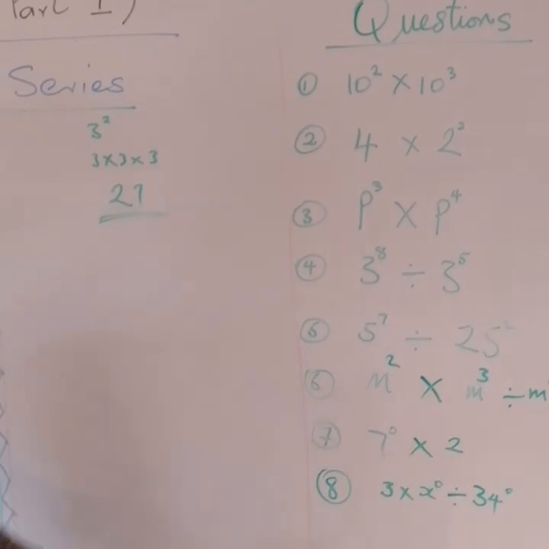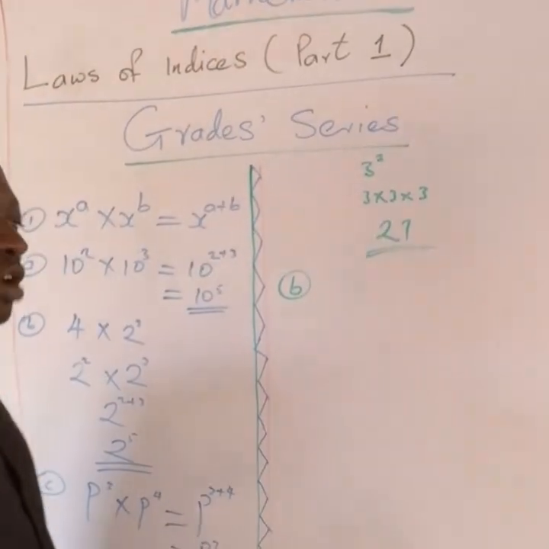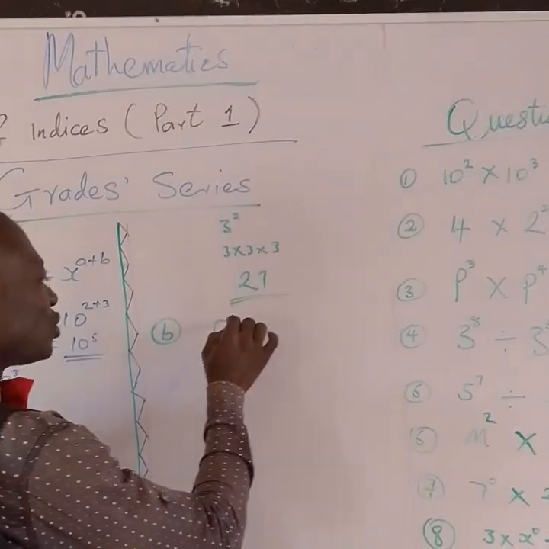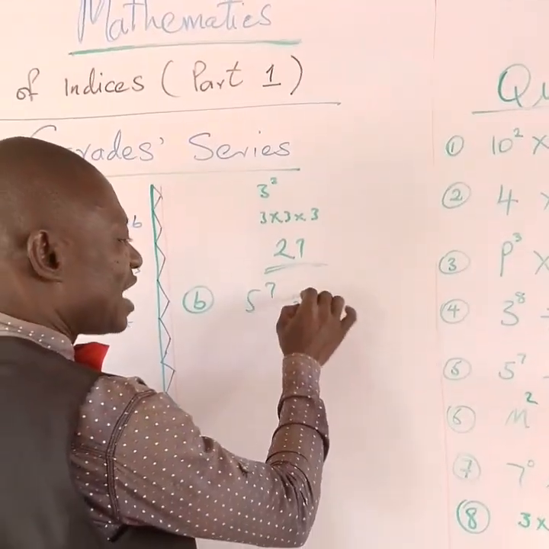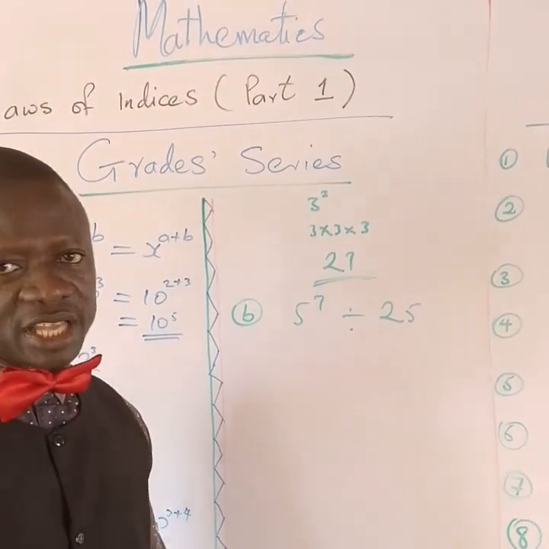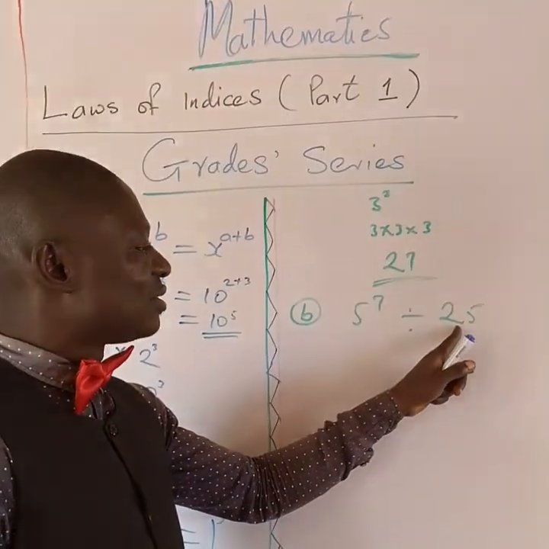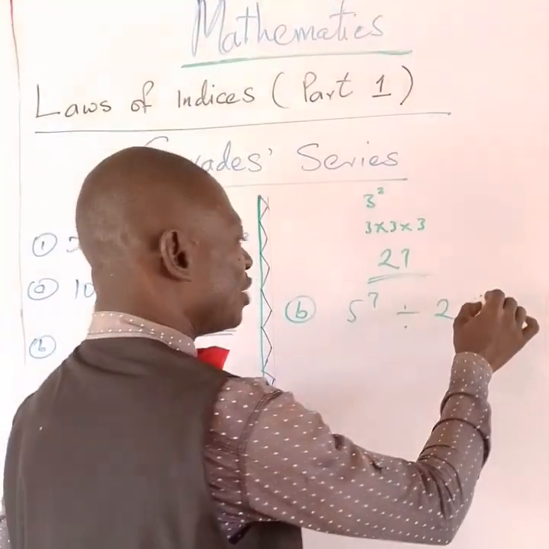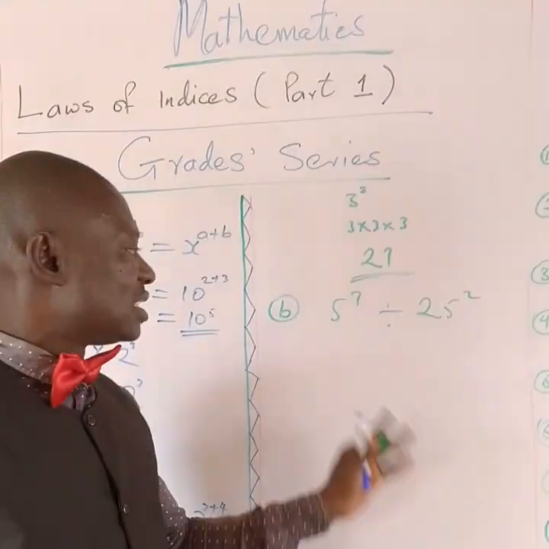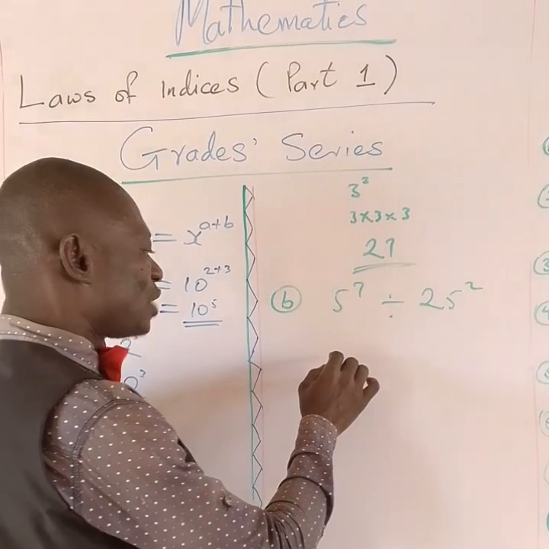That is example number 5 here, which we call number B in this question number 2 or the law 2. That question is saying 5 raised to the power 7 divided by 25. 5 and 25, they are not the same base. But what we are going to do is to change 25 to become a number that has this 5. If we don't do that, then we cannot apply the law of indices. But that's what we are going to do to be able to apply it.